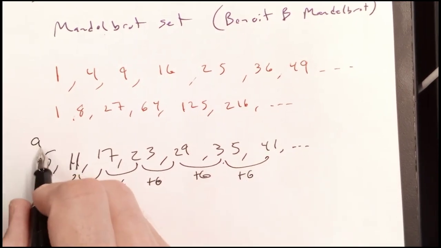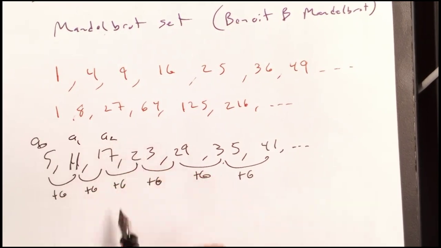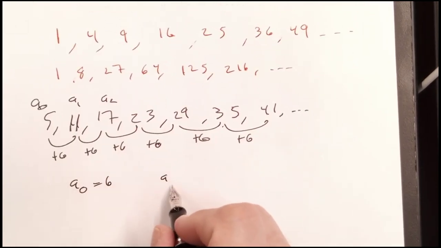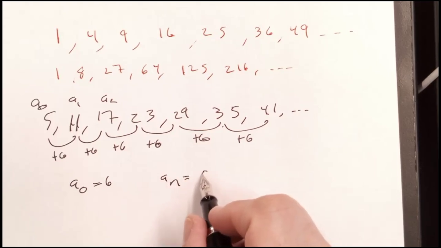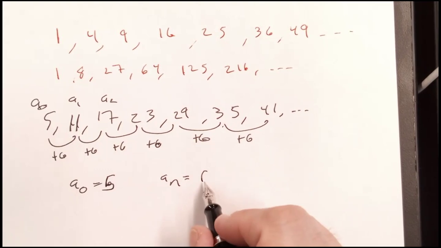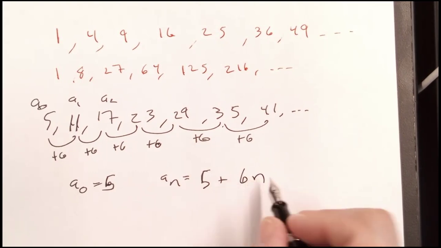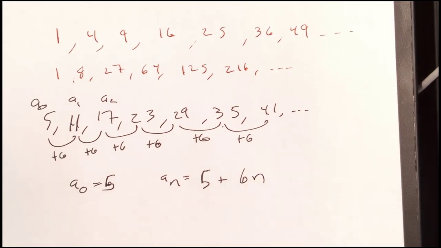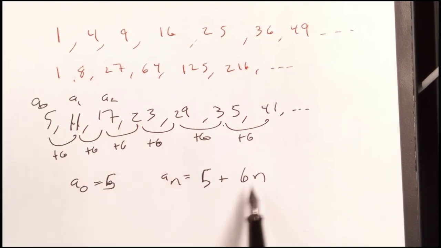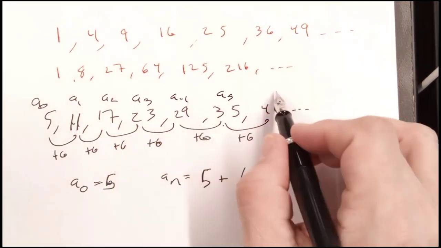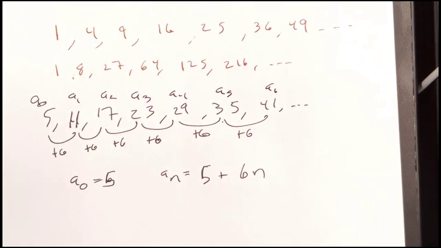So if I call this A0 and this A1 and this A2, then I can say, oh, A0 is 5, and then AN is 5 plus however many 6s I needed to add. Does that work? Well, the second term would be adding 2 6s, 12 and 5 is 17. A3, A4, A5, A6, the pattern matches what I see given to me so far.